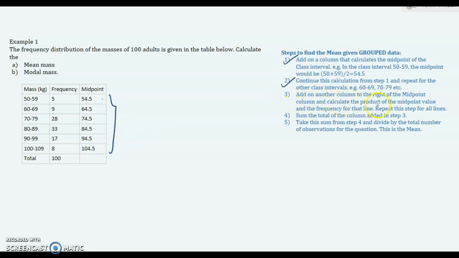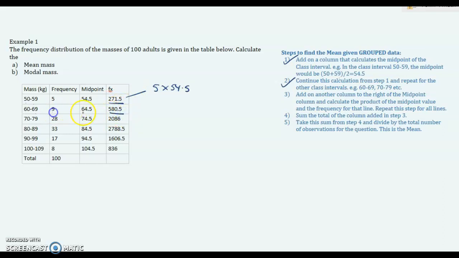So now I'm going to add another column to the right of the midpoint column, and I'm going to calculate the product of the midpoint value and the frequency for that line. So that simply means I'm going to add a column here like this, and I'm going to multiply this value 5 by this value here, and I'm going to put that here, right? So I'm going to do that now. Doing this, I would get these values here. So how did I get that 271.5? Well, that's simply 5 multiplied by 54.5. That's how I got that.